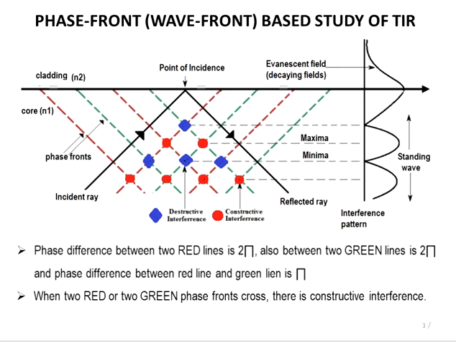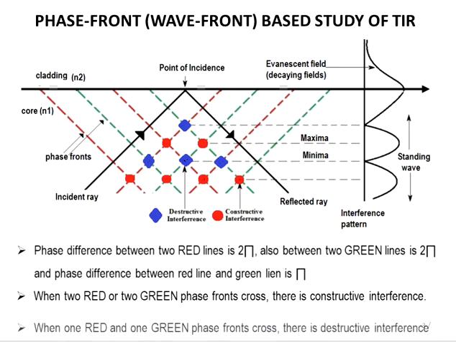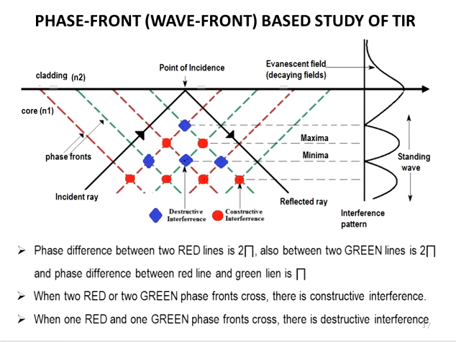Similarly, when one red line and one green line meet together, there will be destructive interference. And because of destructive interference, the light intensity will be very less. That is called a dark spot. So because of this constructive and destructive interference, there will be a standing wave-like pattern inside the core.